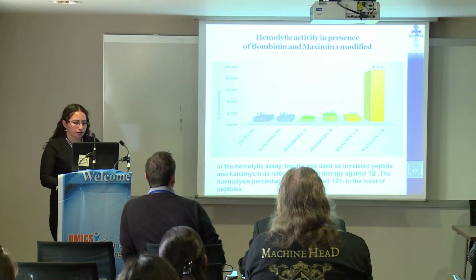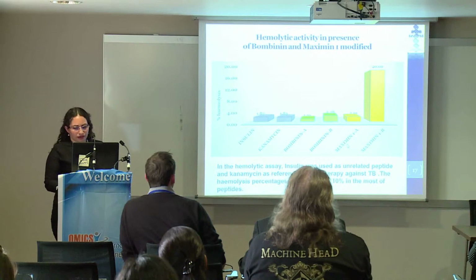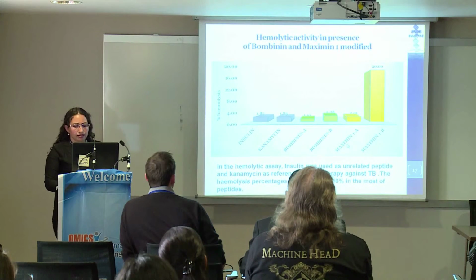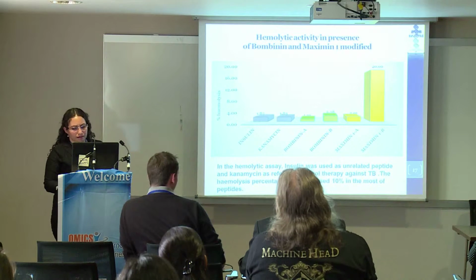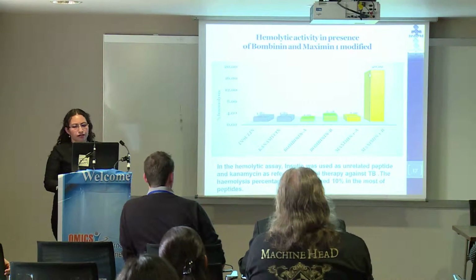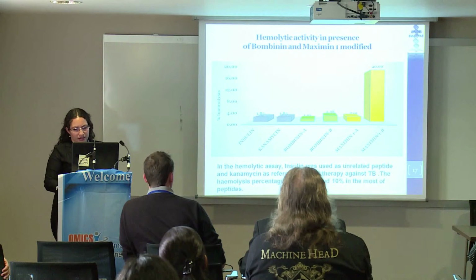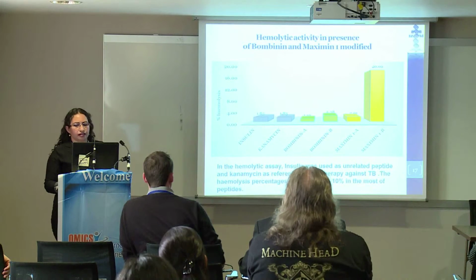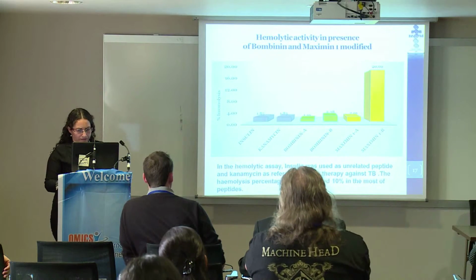Regarding hemolytic activity, in most cases it is not a surprise, at 10%. Only maximin 1B has 20% hemolytic activity, so we need to make another design for this peptide.